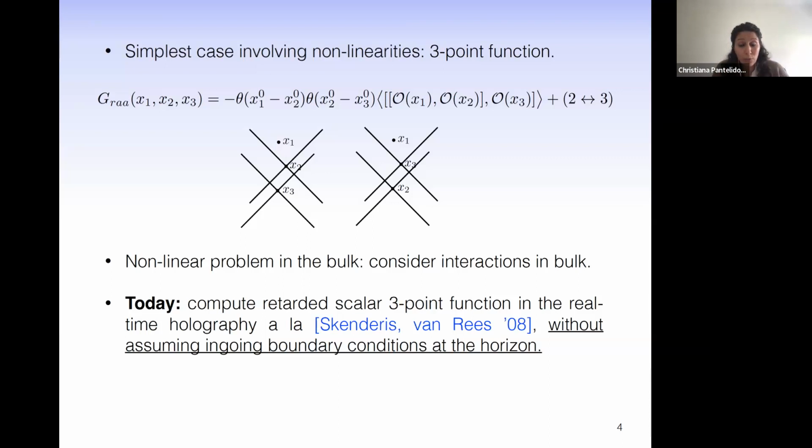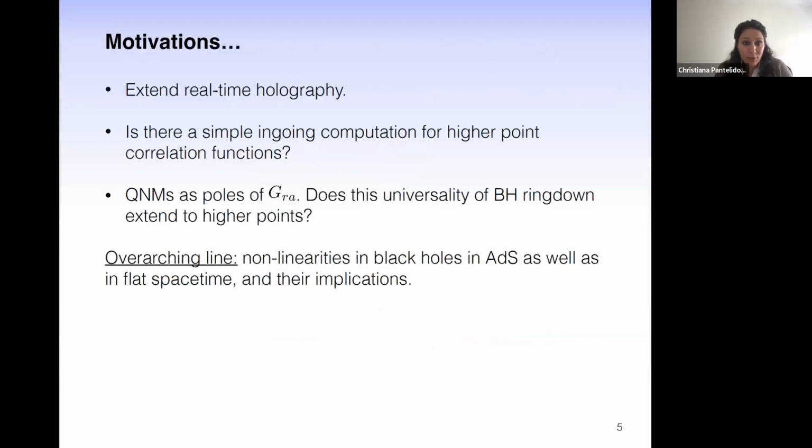In order to do this computation, I will be starting from scratch. I will be taking the real-time holography prescription of Skenderis-van Rees. And in particular, I will be making no assumption about ingoing boundary conditions at the horizon. Okay. So this is what's on the menu.